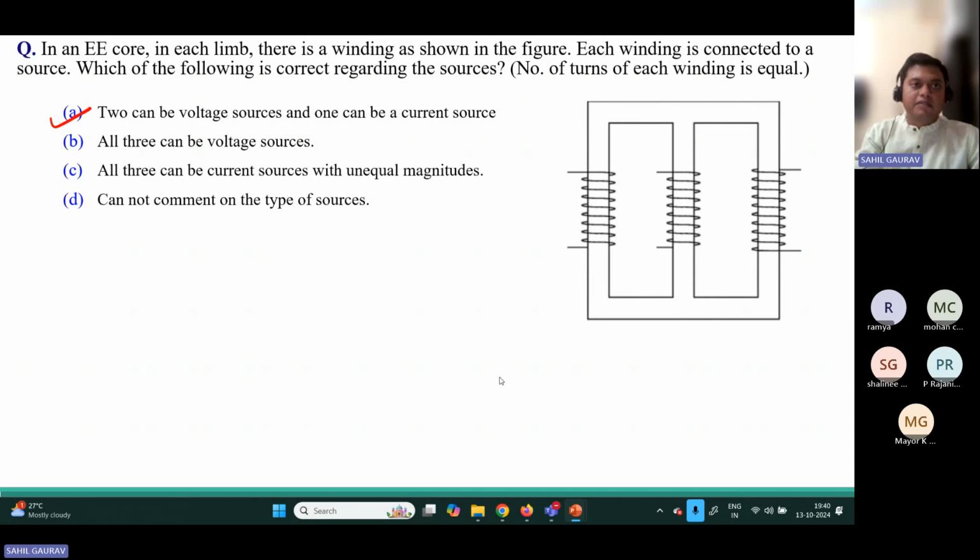Yes, I have ticked the correct one. Two can be voltage source, one can be current source.